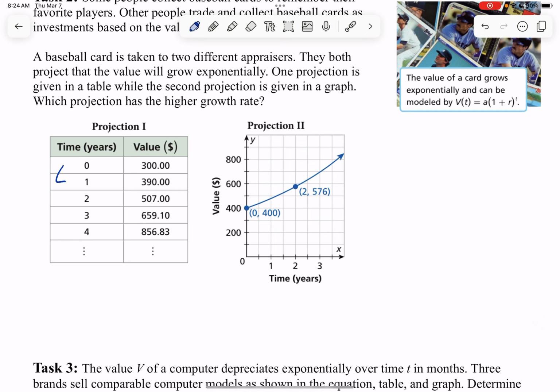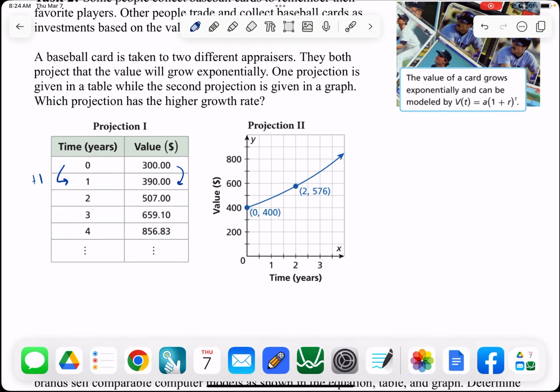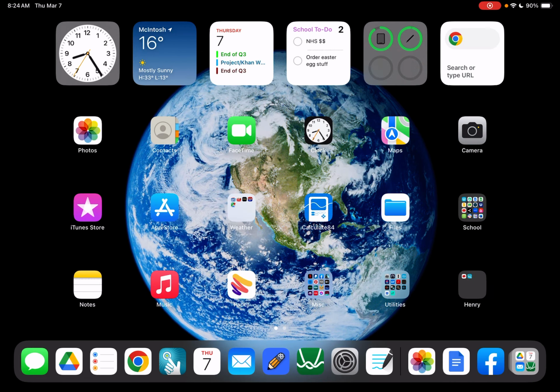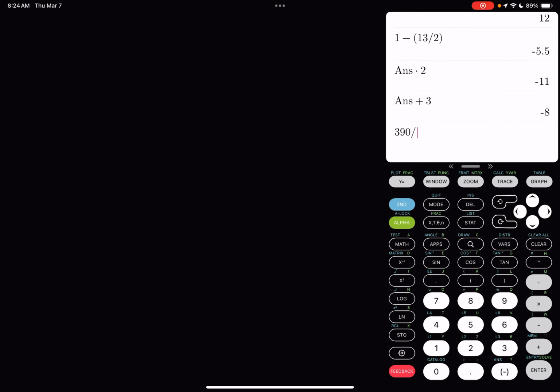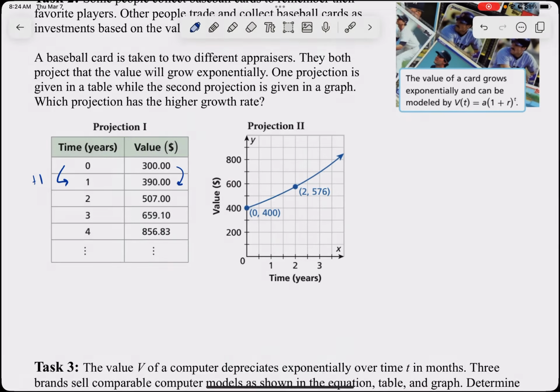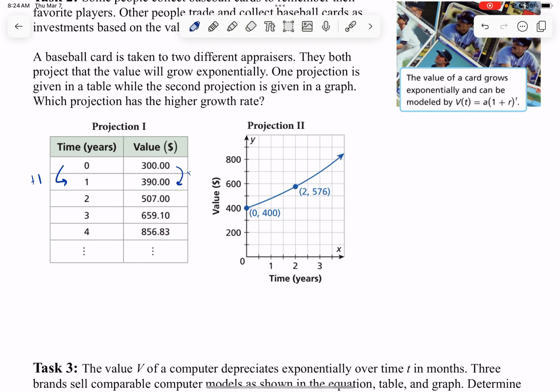So if we look here from 0 to 1, that goes up by 1. This one is going up by how much? Again, it's a multiplication. So how much do I multiply by? Let's divide those to find out. So we're going to take that 390, divide it by 300. Looks like it's 1.3. So it looks like we multiplied by 1.3. Let's see if that holds.